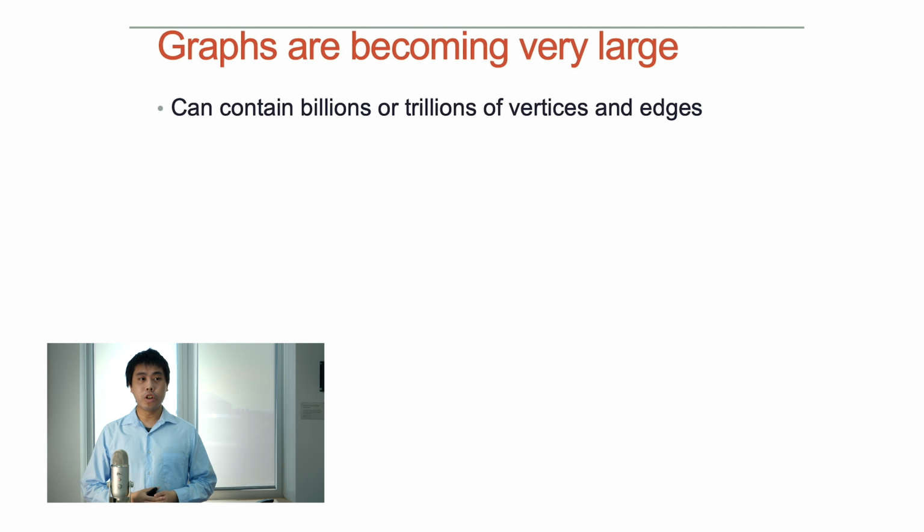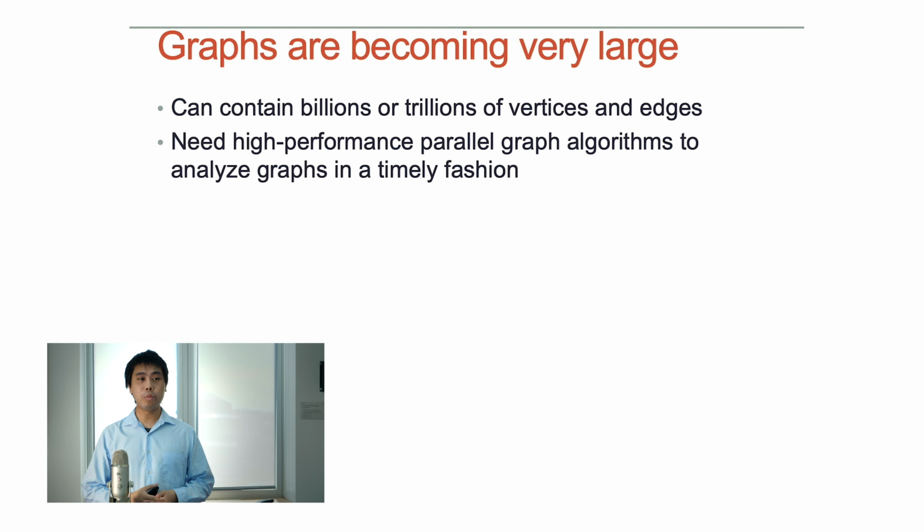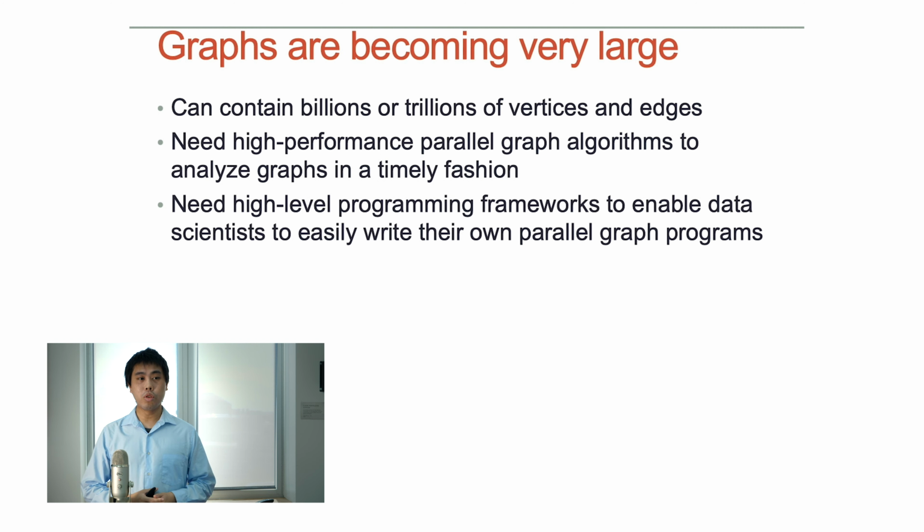Today, graphs are becoming very large. They can contain up to billions or even trillions of vertices and edges, and therefore it's important to have high-performance parallel graph algorithms if we want to analyze these large graphs in a timely fashion. However, parallel graph algorithms are often very hard to implement, and therefore it's also important to come up with high-level programming frameworks that enable data scientists to more easily write their own parallel graph algorithms.